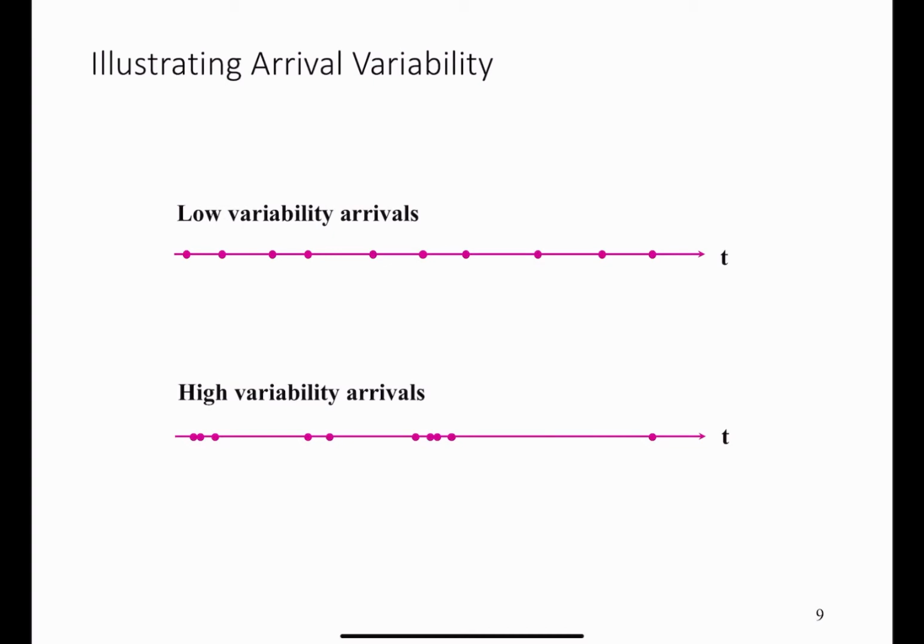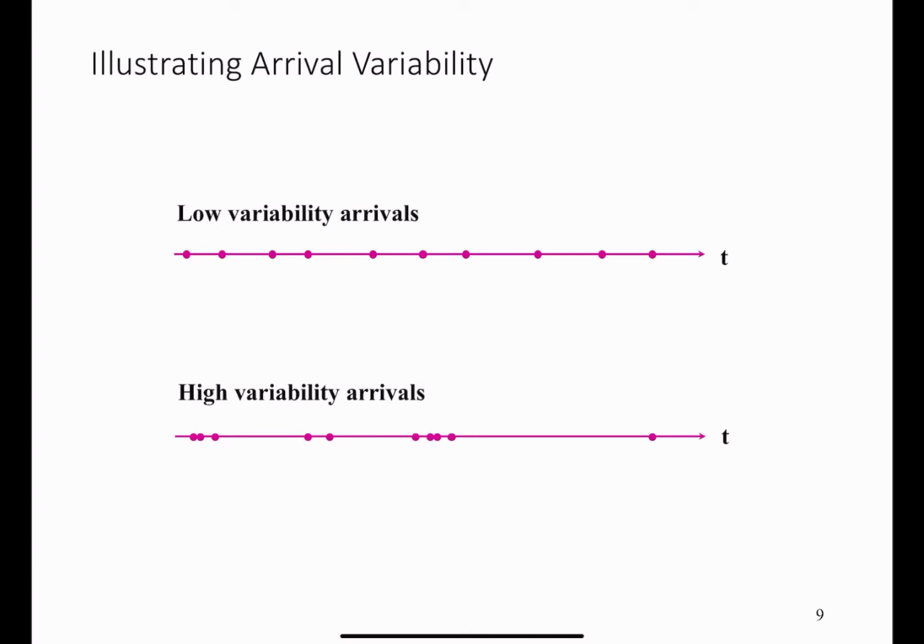Let's say we have a low variability arrival. Basically, customers will arrive at the station with about the same distance, so they are pretty uniform. If I say there will be a new arrival every 5 minutes, roughly it will be equal to 5 minutes. Sometimes it will be longer, and sometimes it will be shorter, but in general it will be pretty close to 5 minutes.